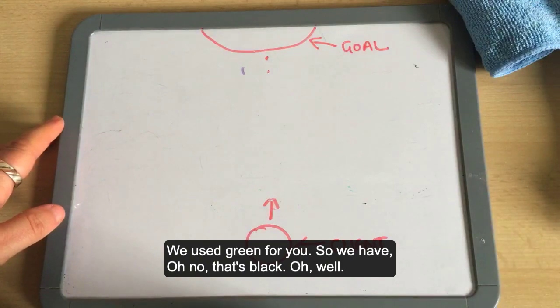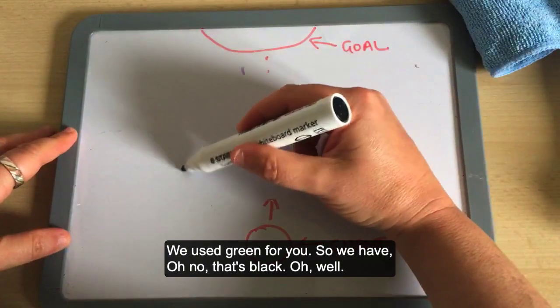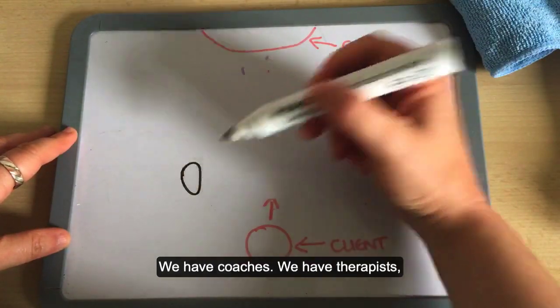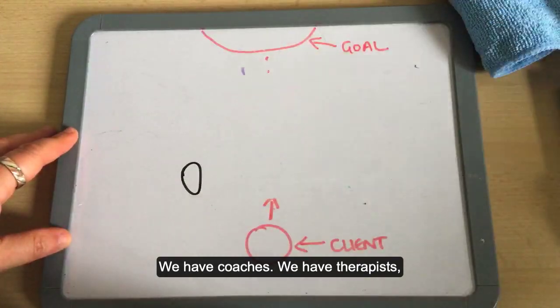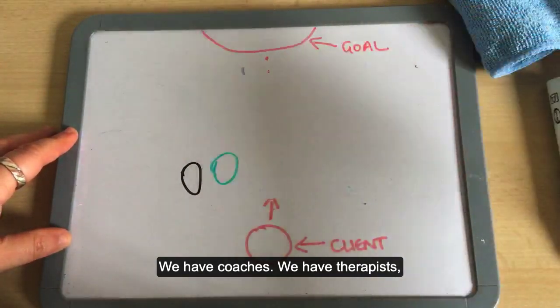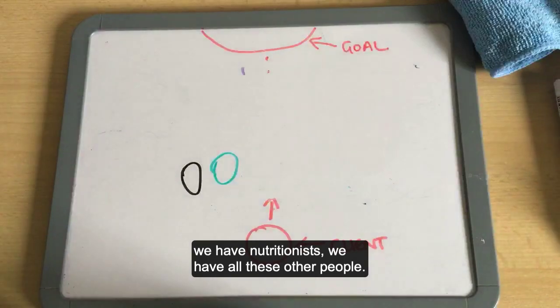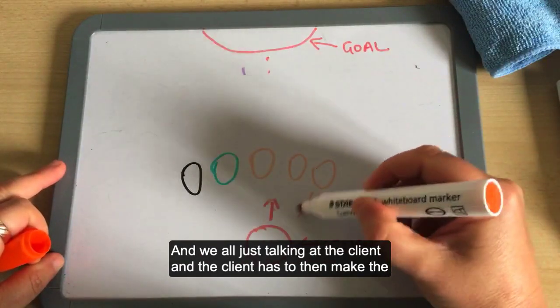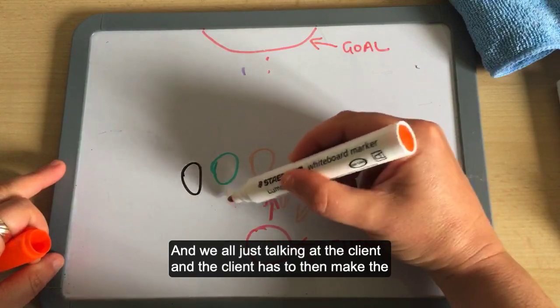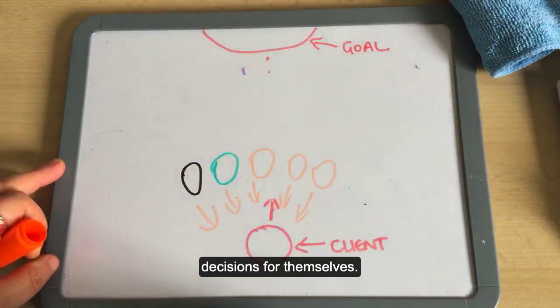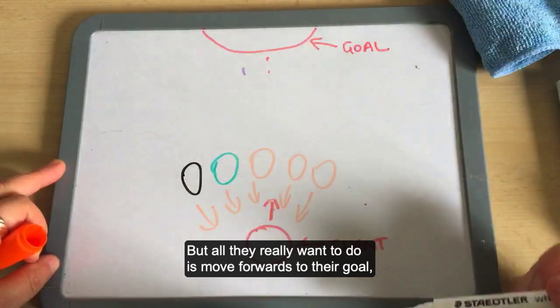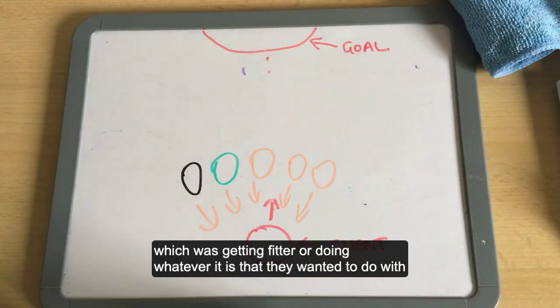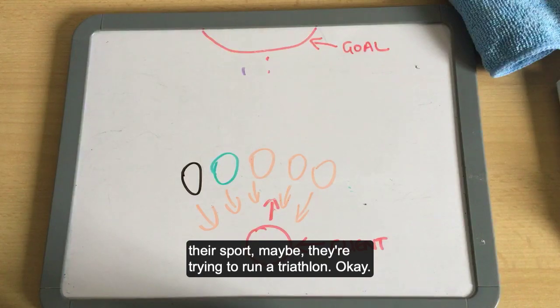we used green for you. So we have, oh no, that's black. Oh well. We have coaches, we have therapists, we have nutritionists, we have all these other people, and we all just talking at the client, and the client has to then make the decisions for themselves. But all they really want to do is move forwards to their goal, which was getting fitter or doing whatever it is that they wanted to do with their sport. Maybe they're trying to run a triathlon.